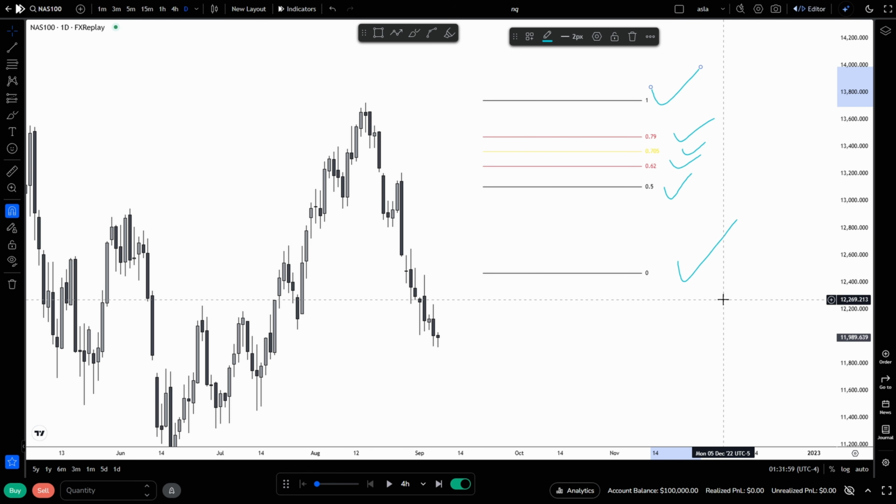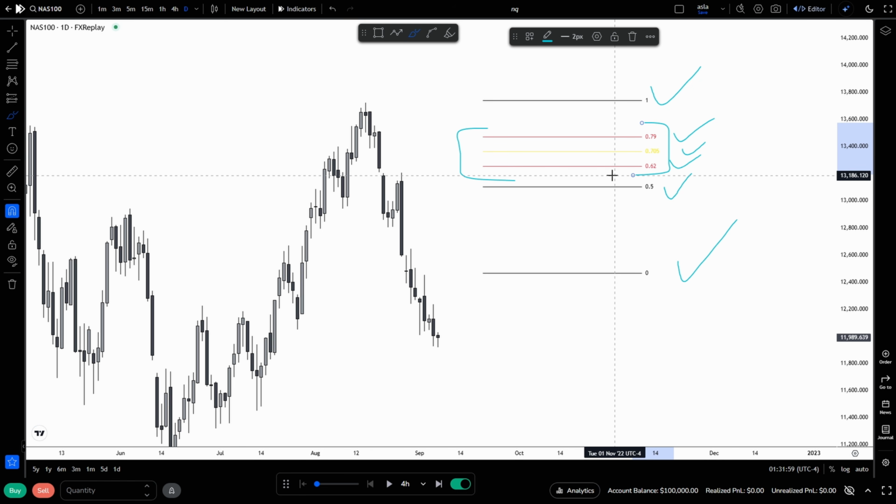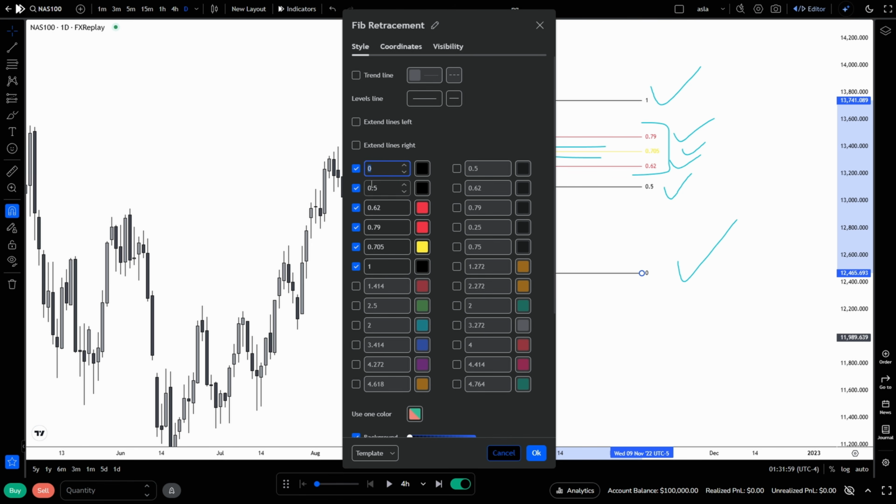You will have 0 and 1 marking the full range, the 0.5 level representing equilibrium, and the zone between 0.62 and 0.79, which is known as the optimal trade entry zone, or simply the OTE zone. The 0.705 level acts as the midpoint of that optimal entry zone. If you look at the settings in TradingView, the Fibonacci retracement tool will show something very similar to this layout once those values are added.